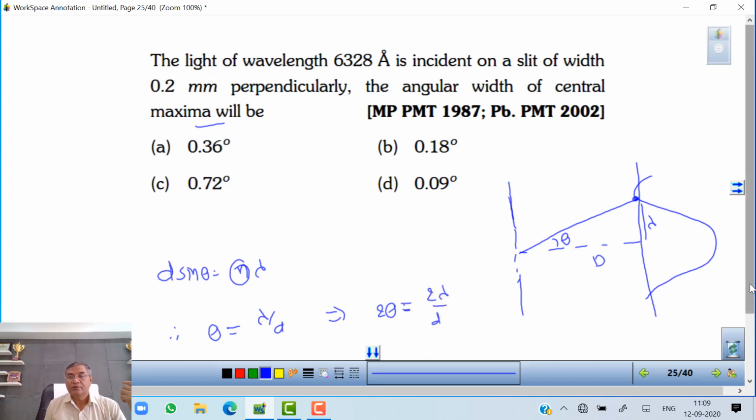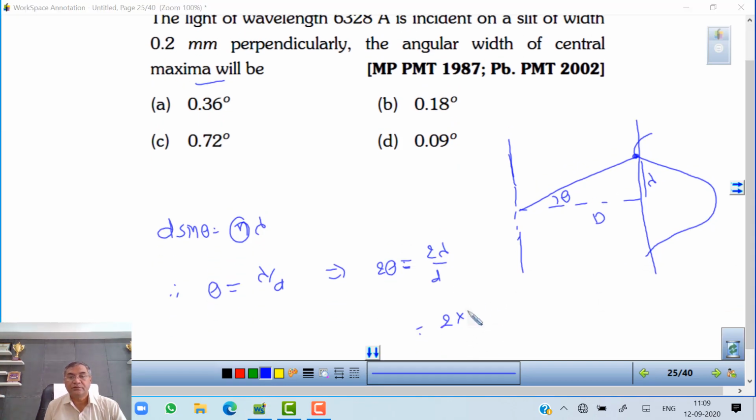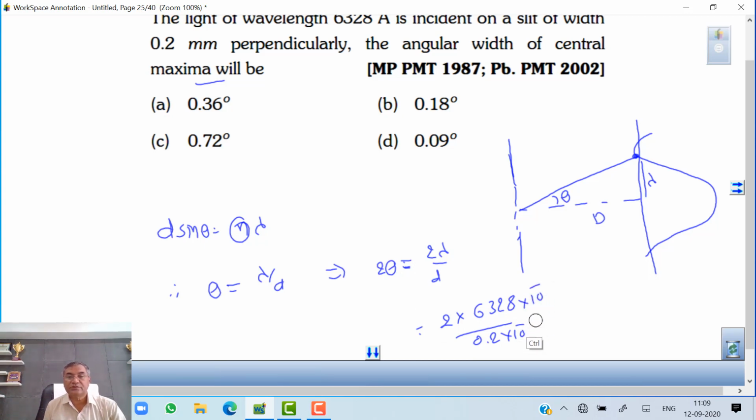Okay, this comes in radian. So 2 times lambda is 6328 divided by small d, that is 0.2 millimeter. So it is 10 raised to minus 10. This is 10 raised to minus 3. This is 10 raised to minus 10. So actually this comes in radian. So I have to convert into degree. For small angle you can use this, otherwise I have to see inverse also.